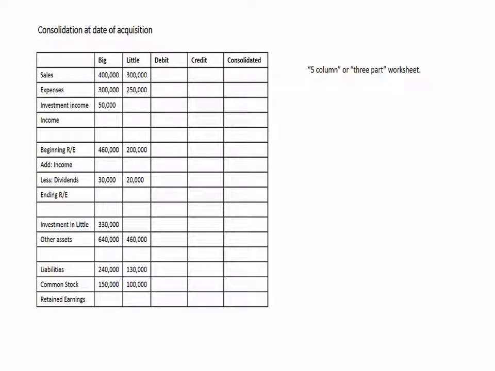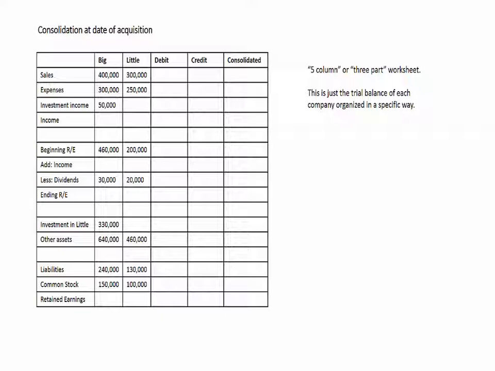Now, this is a worksheet format that we're going to make a great deal of use of. It's referred to as the 5-column or 3-part worksheet. Again, 5 columns of numbers plus a 6th column with the account titles. And the 3 parts are basically the 3 financial statements: the upper third is the income statement, the middle third is the statement of retained earnings, and the bottom third or so is the balance sheet.